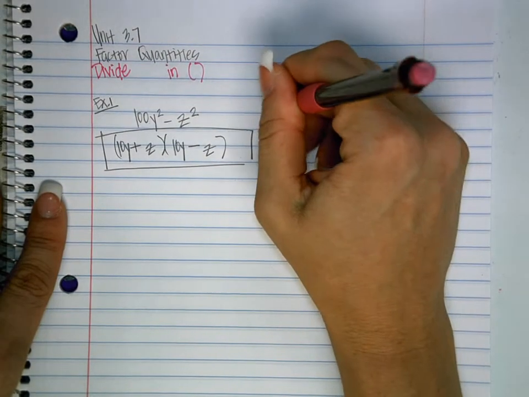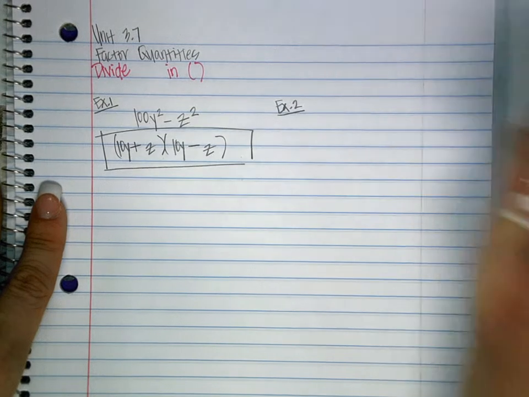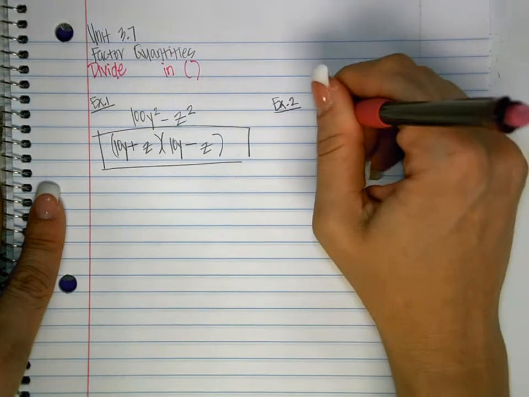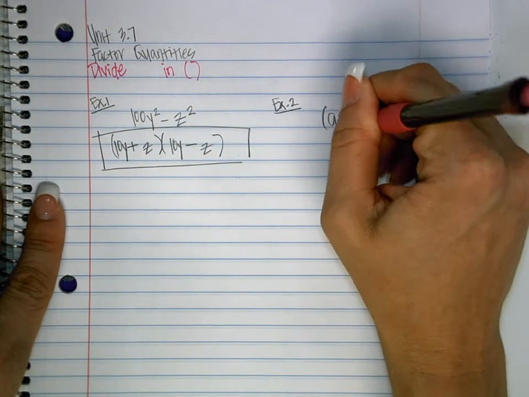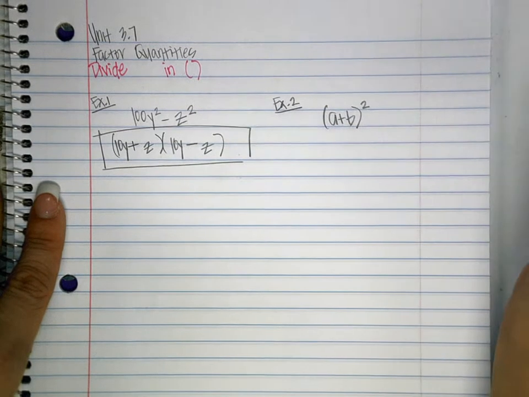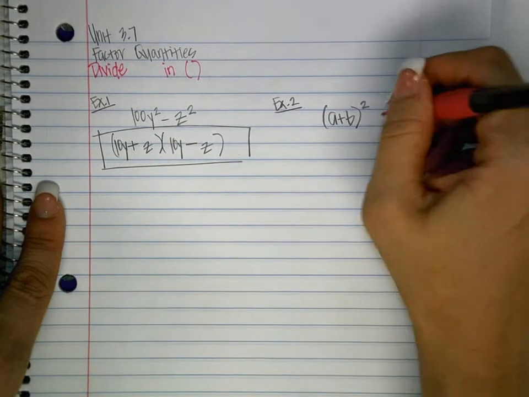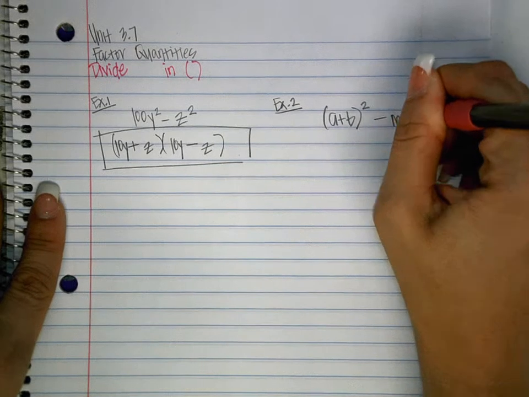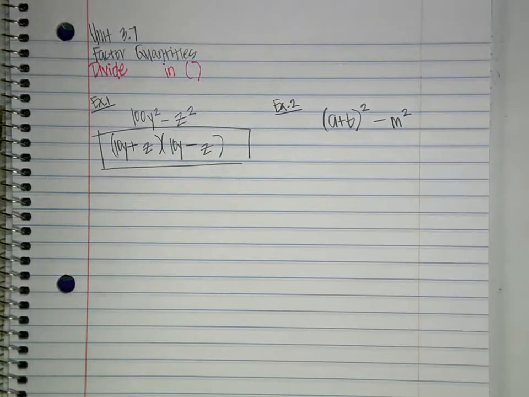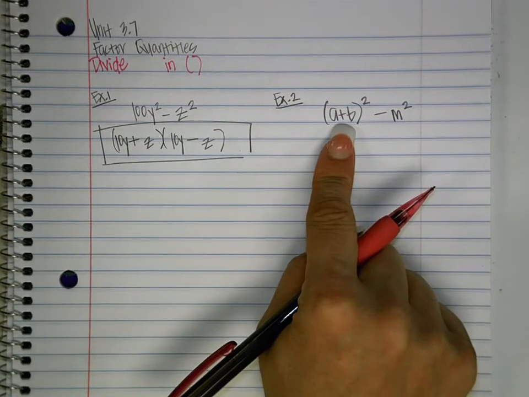Now, very similarly, but not exactly the same, would be something like this. If I gave you the quantity a plus b, squared, so a plus b quantity squared, I mean to put it in parentheses, minus m squared. Quantity a plus b squared minus m squared. Now, this is essentially the same thing, but it has a quantity in it. It has parentheses in it.